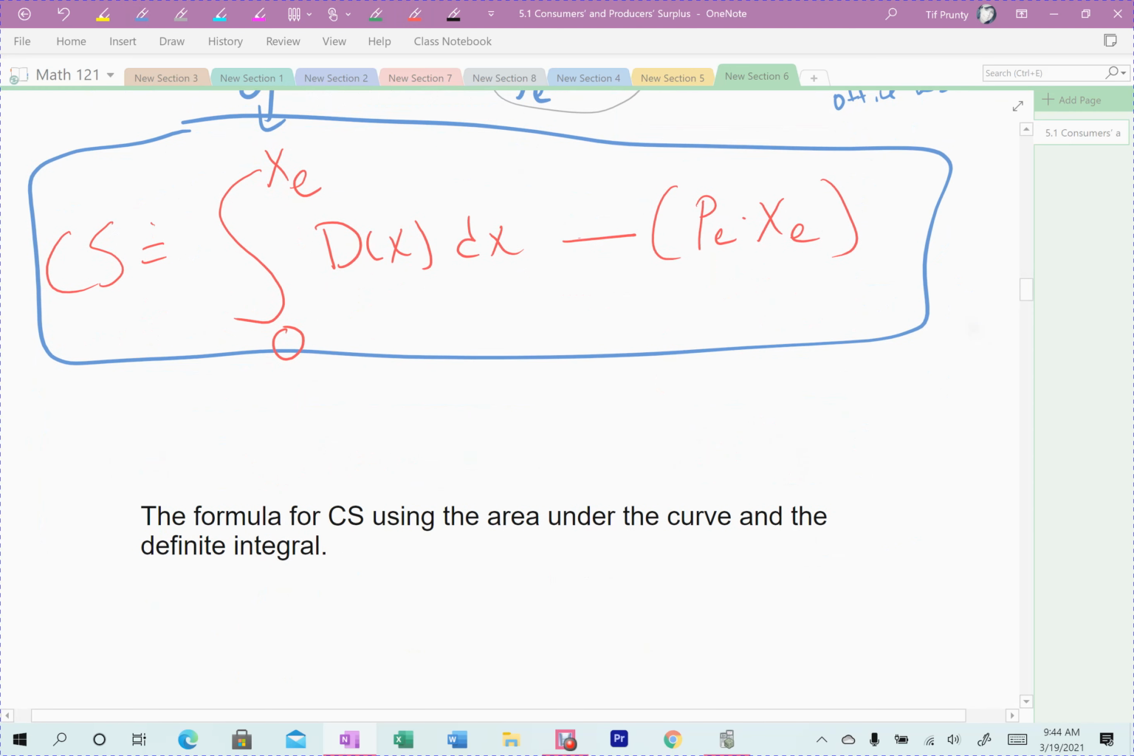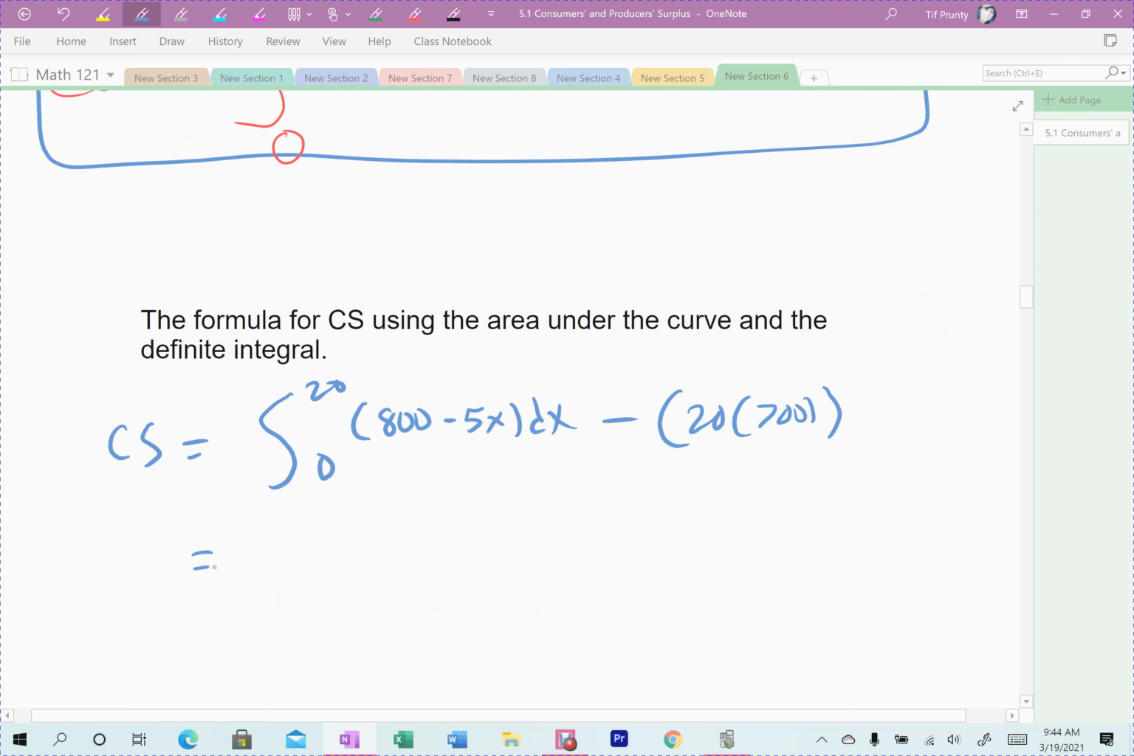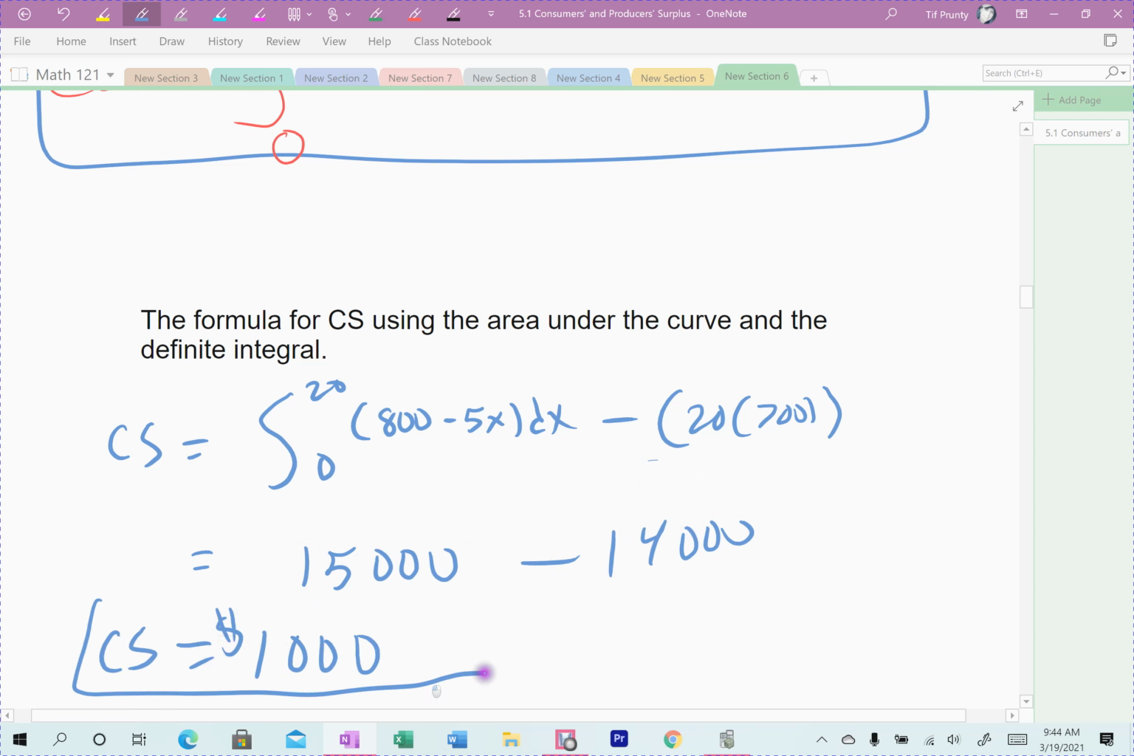So that would be the equation in general. In this particular example, it would be the integral from 0 to 20 of my demand, 800 minus 5x dx, minus 20 times 700, the equilibrium price and quantity. And then you'd solve that. You'd integrate that. This integration, I'm just going to give it to you. You can solve it on your own, and you can check my answer if you want to. If you integrate this, it comes out to 15,000. This is 14,000. And so the difference is $1,000. And so the consumer surplus was $1,000.